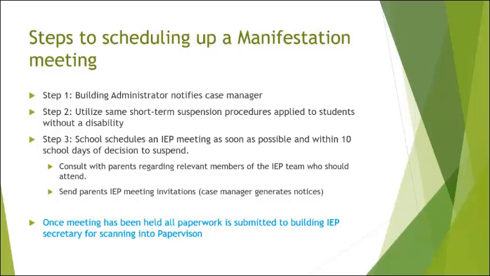To schedule a manifestation meeting, following these steps will ensure that the process is complete. Step 1. Building administrator notifies the case manager. Step 2. Utilize same short-term suspension procedures applied to students without a disability. Step 3. School schedules an IEP meeting as soon as possible and within 10 school days of a decision to suspend. Consult with parents regarding relevant members of the IEP team who should attend. Send parents IEP meeting invitations generated by the case manager. Once the meeting has been held, all paperwork is submitted to the building IEP secretary for scanning into PaperVision.